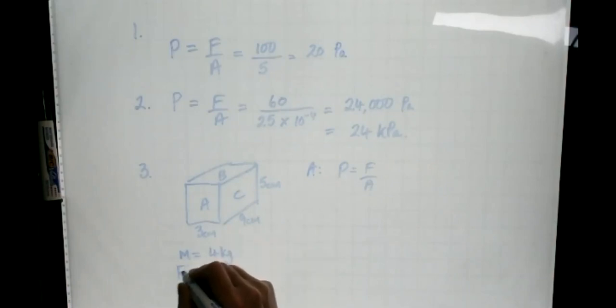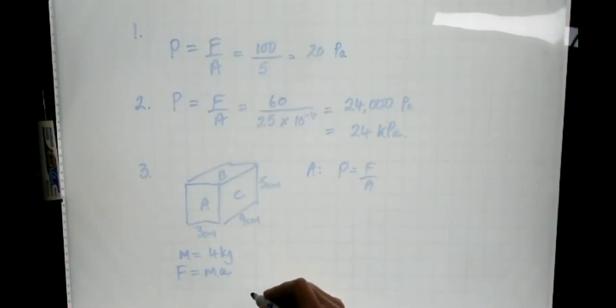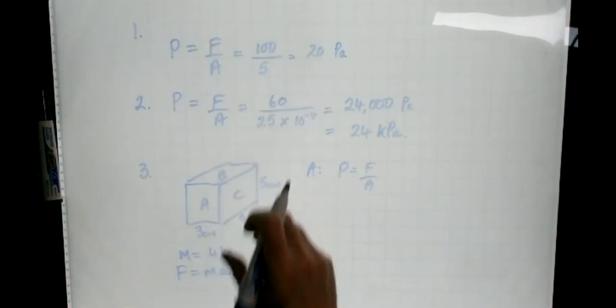So force equals mass times acceleration due to gravity. So force equals 4 times 9.8. That gives 39.2 newtons. So that is the force of the block on the table.